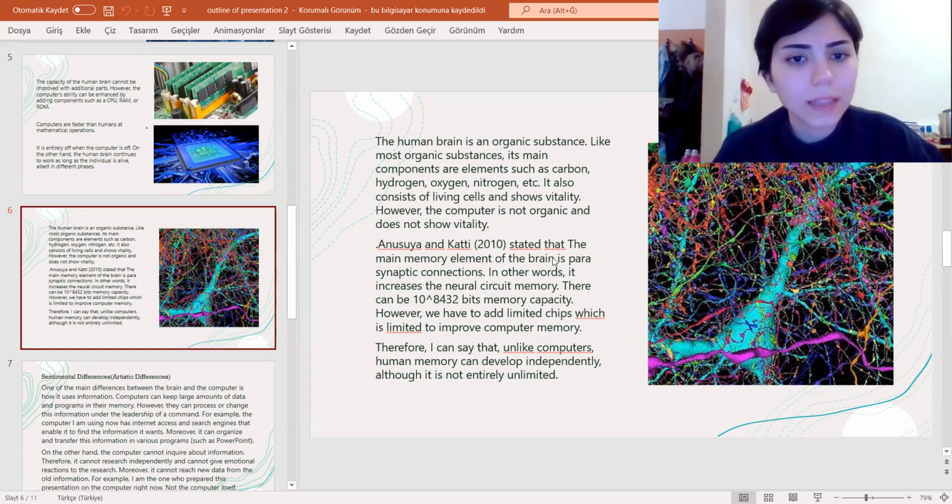Anusuya and Cathy state that the main memory element of the brain is parasynaptic connections, like we see here in a picture. In other words, it increases the neural circuits' memory. There can be 10 to 8,432 bits memory capacity. However, we have to add limited chips to improve computer memory. Therefore, I can say that unlike computers, human memory can develop independently, although it's not entirely unlimited.